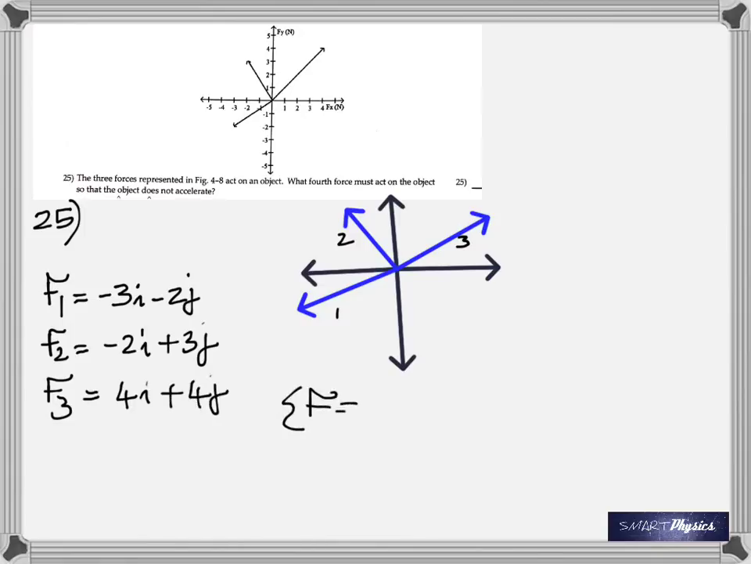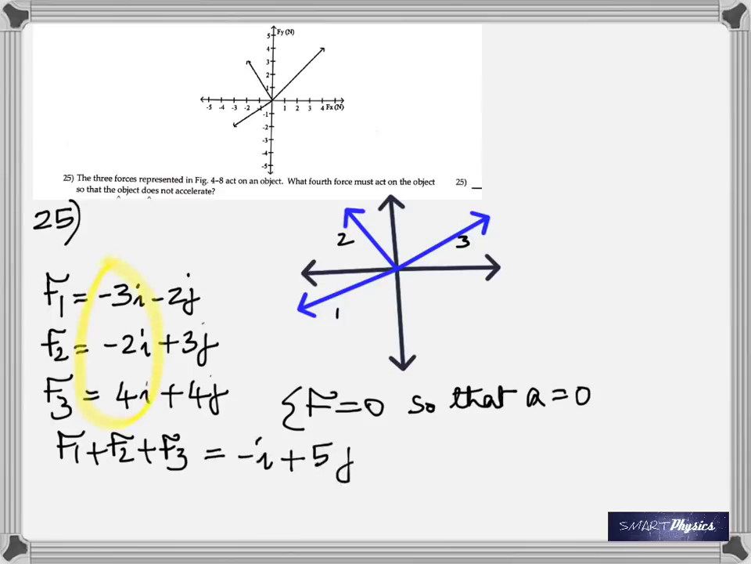Now all you've got to do is the net force. The net force must be 0. It's not magic, because it says it must not accelerate. If the acceleration is 0, then the net force is 0. Net F is 0 because A is 0.